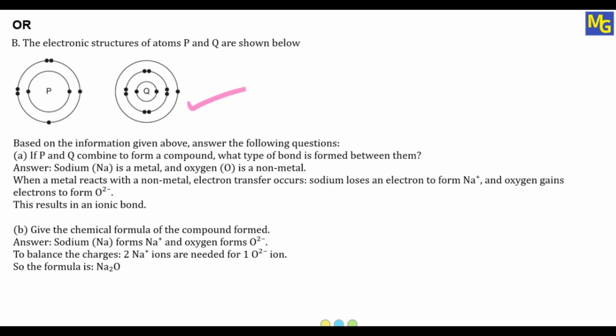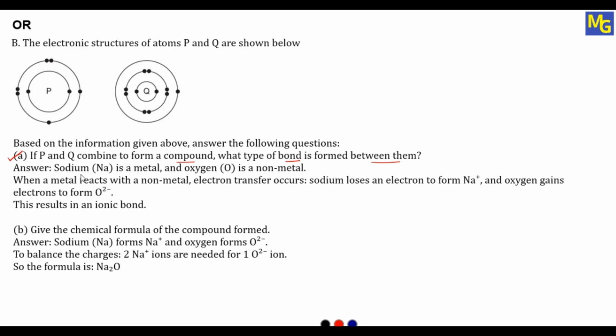Now we have to answer the questions. So now the first is a question. If P and Q combine to form a compound, what type of bond is formed between them? Here we have two types of bonds that we have studied in our SSLC, that is covalent bond and ionic bond. Ionic bond will be formed by transfer of electron, and covalent bond will be formed by sharing of electron. So here we have to see which type of bond it will form.